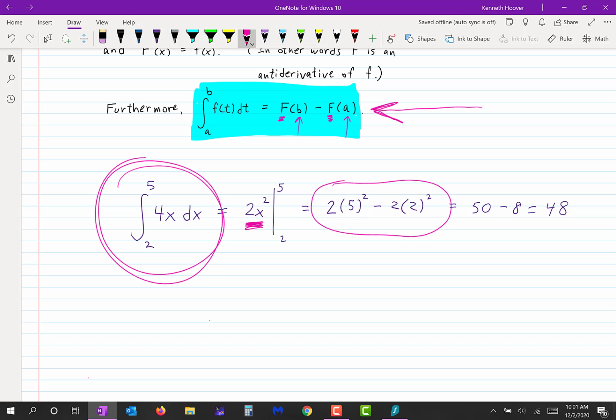You find the antiderivative, you plug in the top limit of integration, and then you minus, and then you plug in the bottom limit of integration. Okay? And so that completes all of the explanations about integrals.